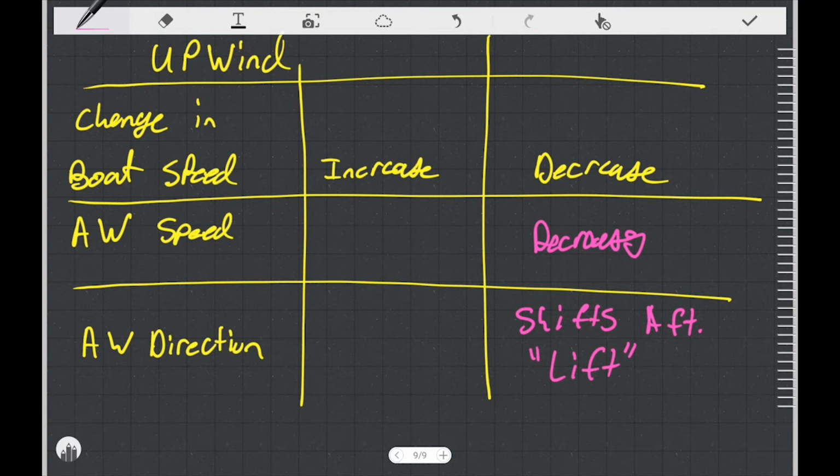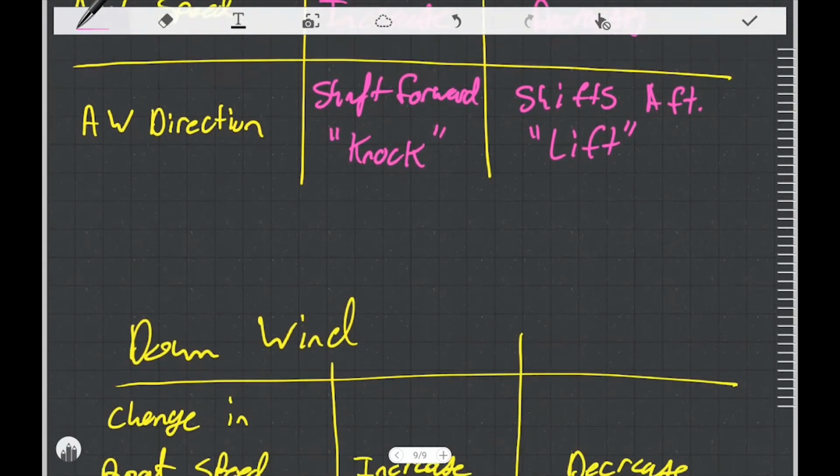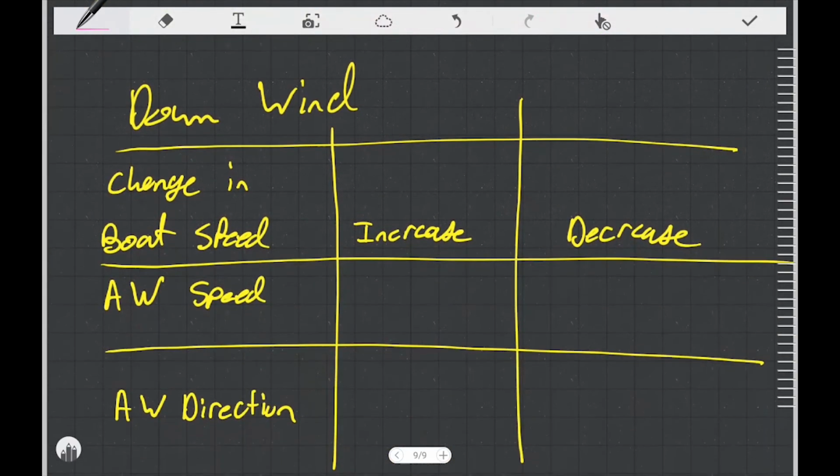So, what can we infer from both of these things? Well, basically we can infer that in this column over here we're going to have the opposite. So the apparent wind speed is going to increase, and the apparent wind direction is going to shift forward, and that's going to be a knock. So that's interesting. Now I want to scroll down, and we're going to talk about what happens when you're going downwind. And again, we just did this example.